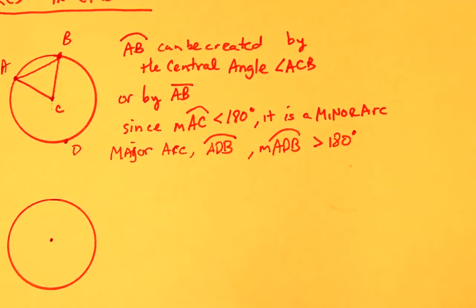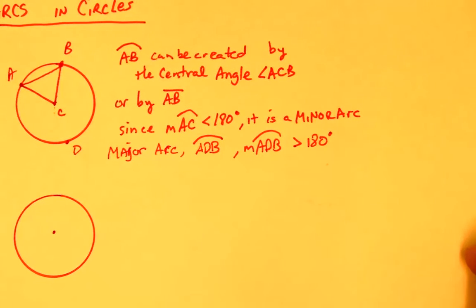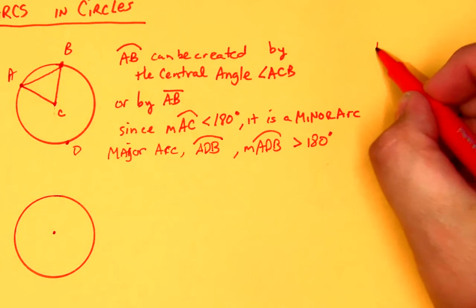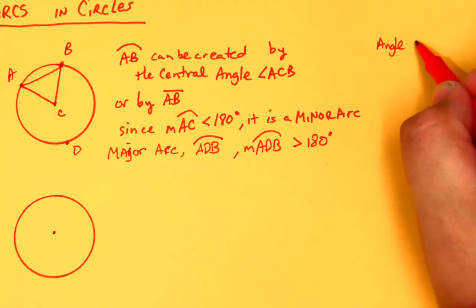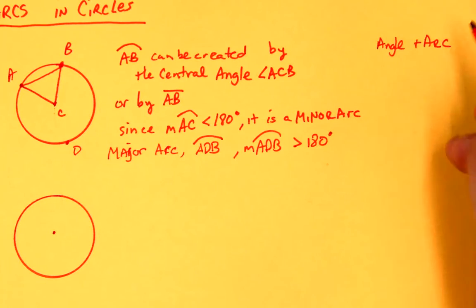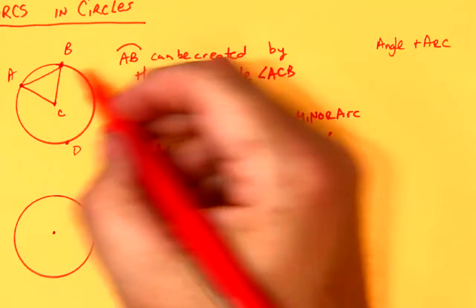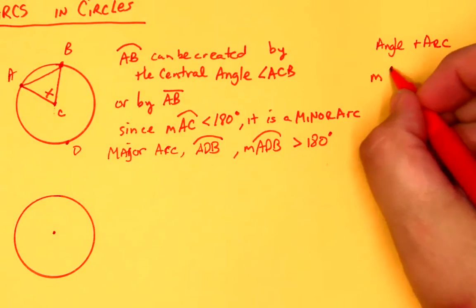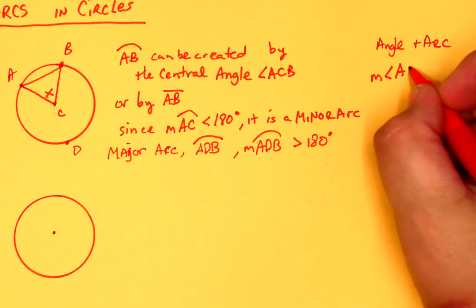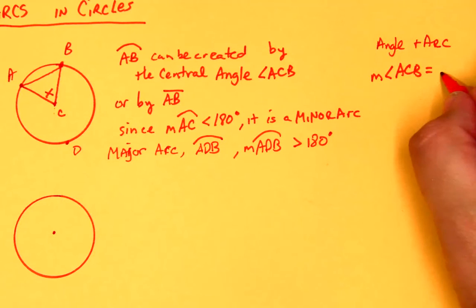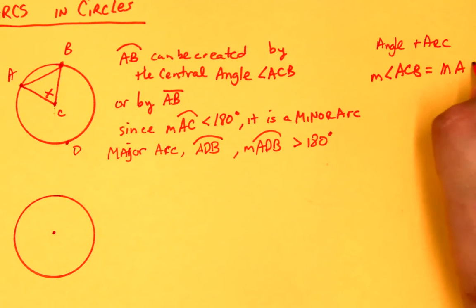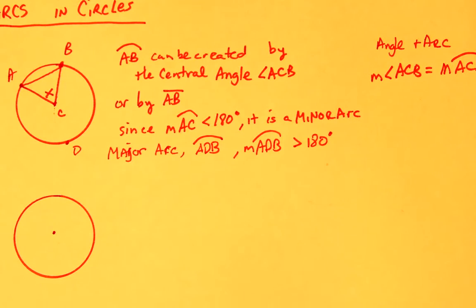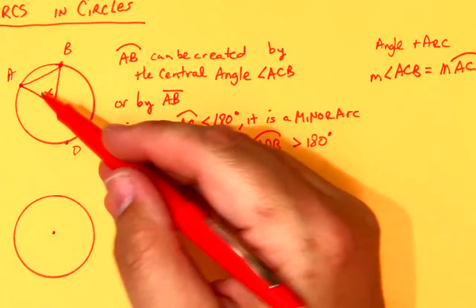Now, another thing that you need to know before we move on: the relationship between the angles and the arcs. Now, if you have a minor arc like this, the measure of angle ACB is equal to the measure of arc ACB, and that's going to be in degrees. So those two are equal.